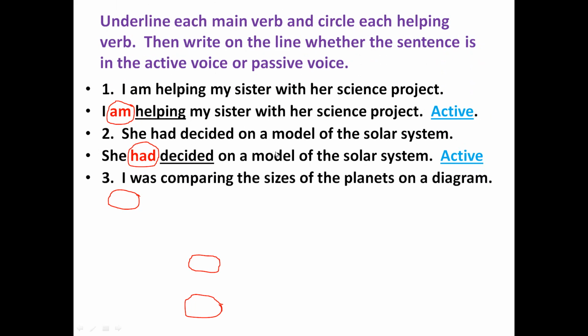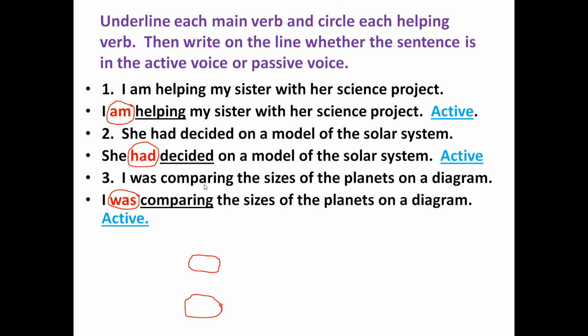Number next, I was comparing the sizes of the planets on a diagram. So even here the subject is doing something. So it is also active voice. Underline the main verb and circle the helping verb. The helping verb here is was and the main verb is comparing. This is to be underlined.